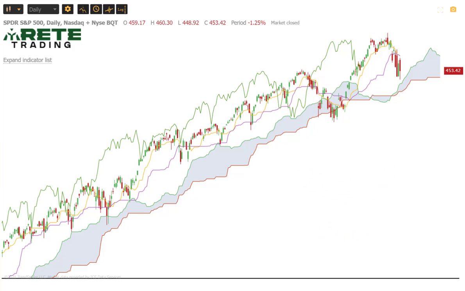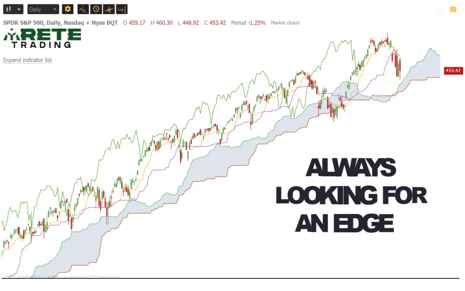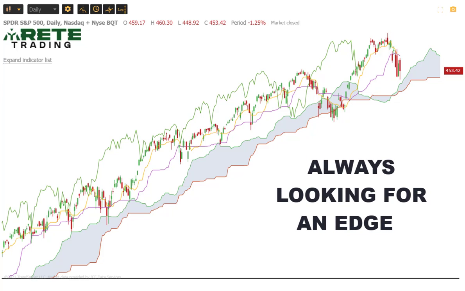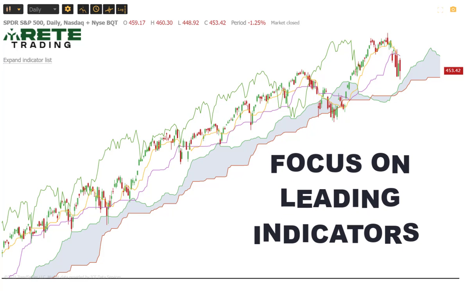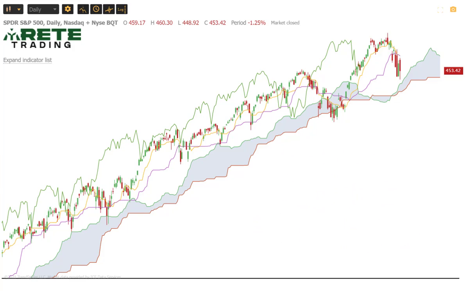And the one thing that I'm always looking for in my trading is an edge, right? I'm always looking for inches. So how can I do better? And the one thing that I find is that using leading indicators versus using lagging indicators is one of those things. And this is one of the few leading indicators that's actually out there. So let's just jump right into it.